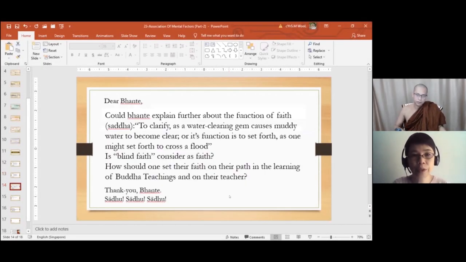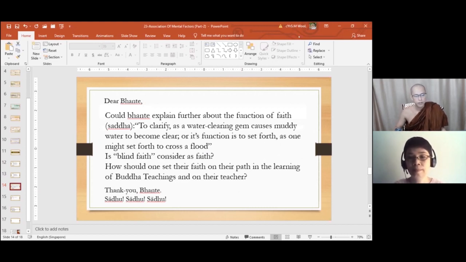The next question. Dear Bhante, could Bhante explain further about the function of faith, saddha? To clarify, as a water-clearing gem causes muddy water to become clear, or its function is to set forth as one might set forth to cross a flood. Is blind faith considered faith? How should one set their faith on their path in learning the Buddha's teachings and on their teacher? Thank you, Bhante. Sadhu, sadhu, sadhu.